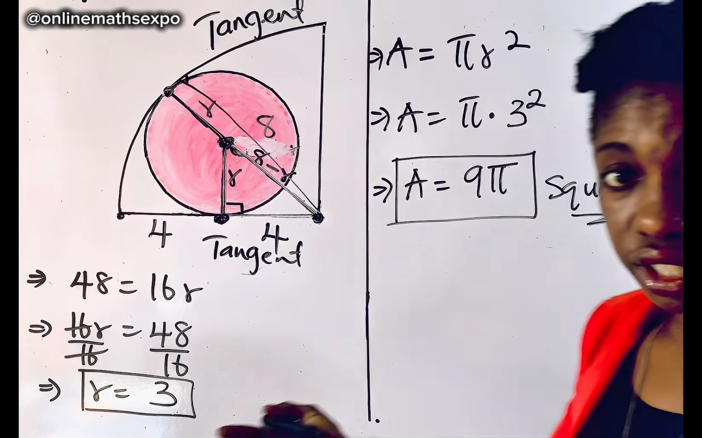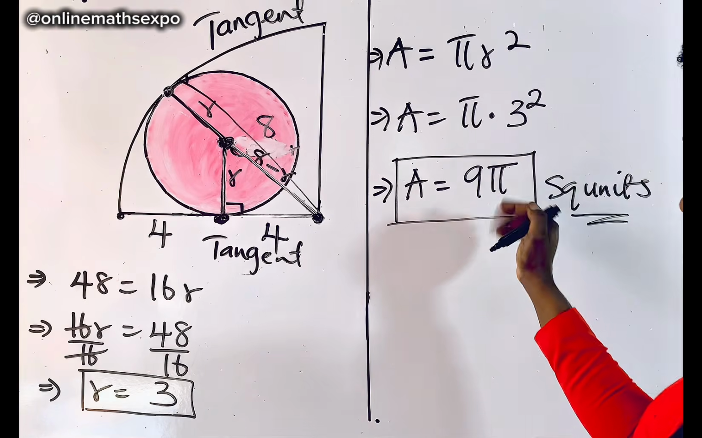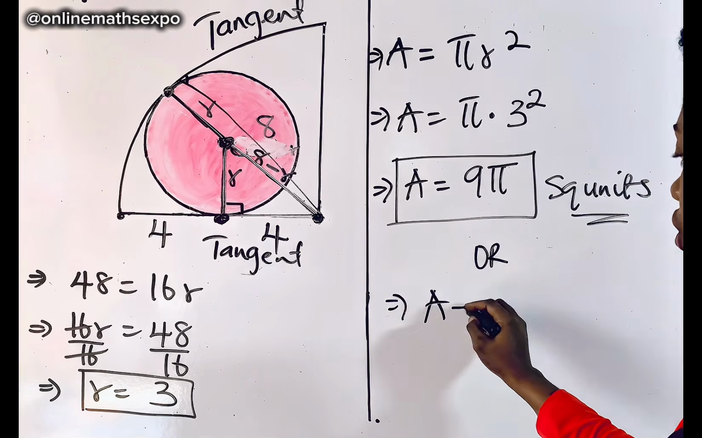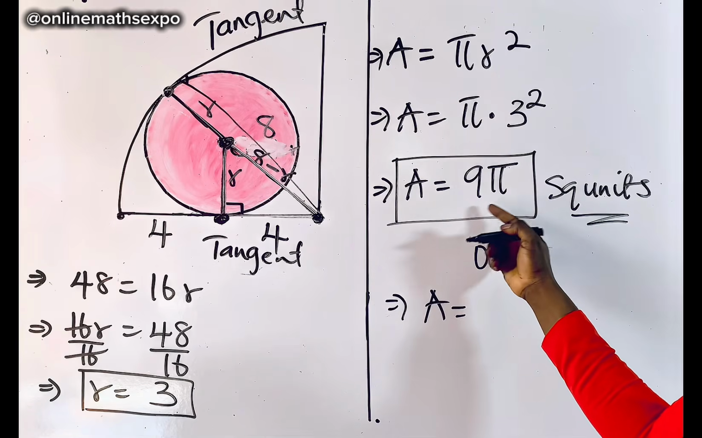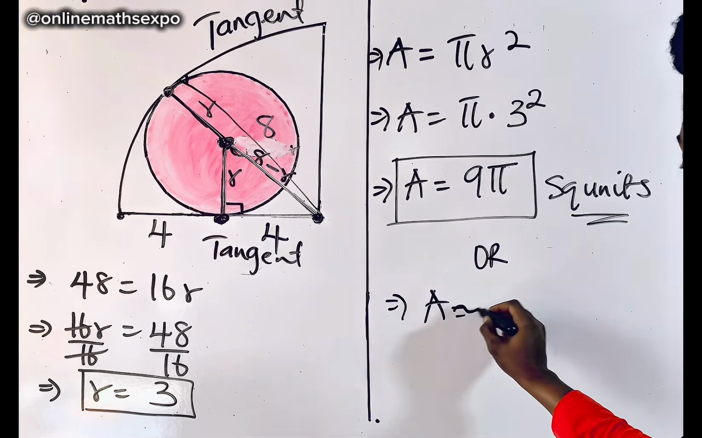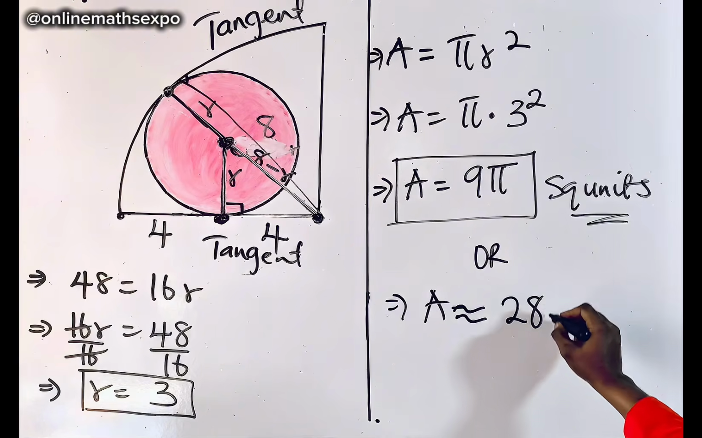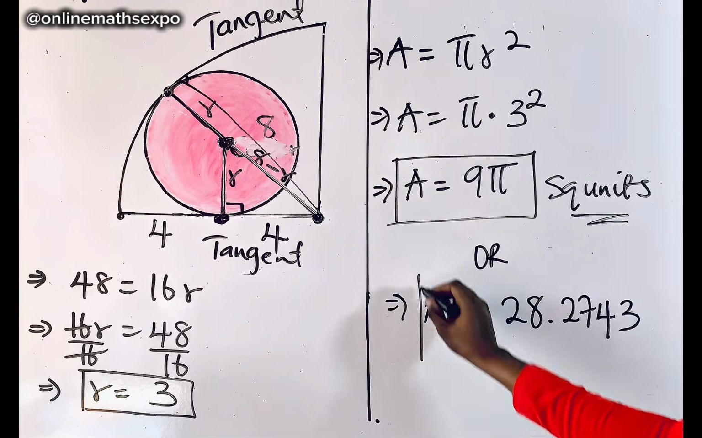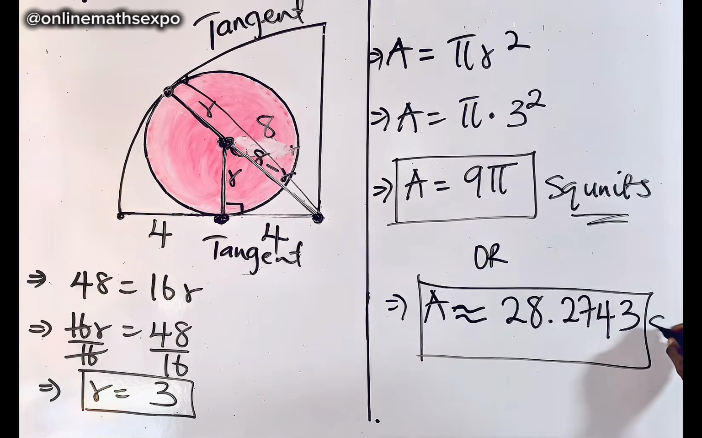You can choose to leave it in decimal. Just use the calculator value. In that case, area is equal to, just key this in the calculator, we have approximately 28.2743. So this gives us the area in decimal.